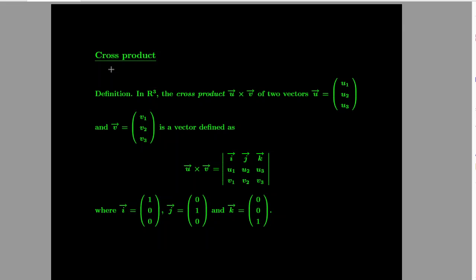Again, the cross product is only defined for two vectors in R3, not even for R2, not even for Rn. You use a notation like this, u cross v, to denote the cross product of two vectors. The formula is on the screen. It's defined conveniently using a determinant.